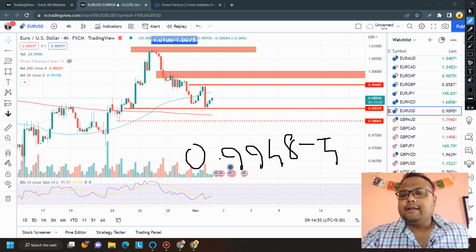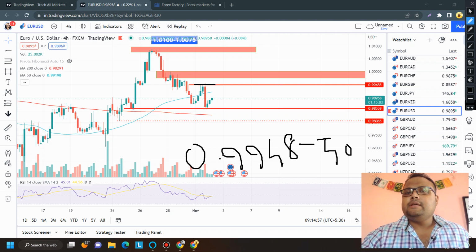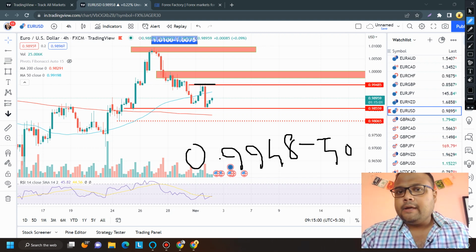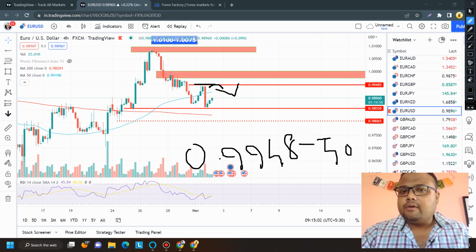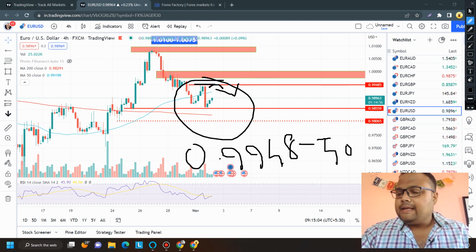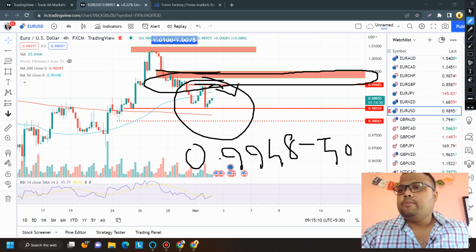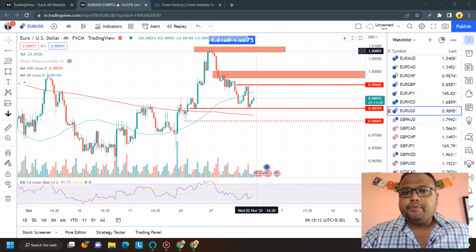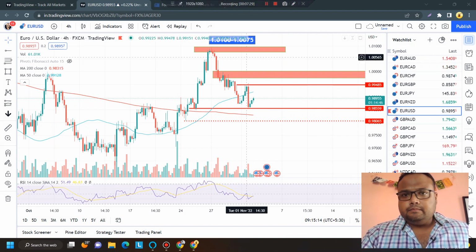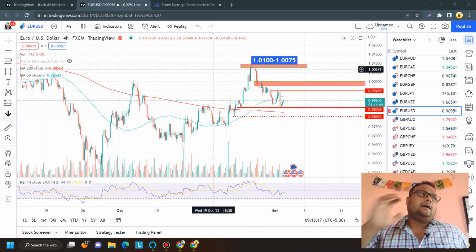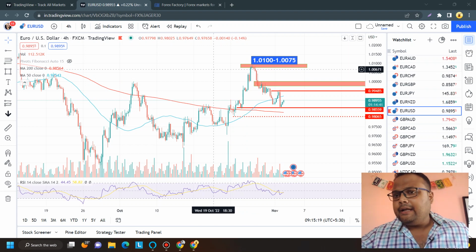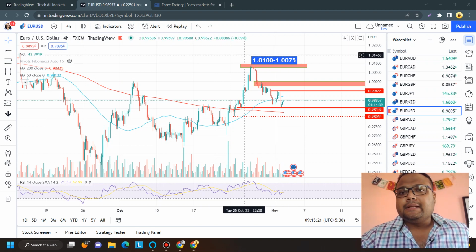What you can do is keep your eyes on 0.9948 to 0.9950. Before FOMC, if you see the market showing a good amount of volatility, you can expect the market to reverse. If the market breaks it, then your eyes should be on the 1.0000 or 0.9975 level. And in case the market shows extreme volatility, then obviously this is your ultimate resistance.